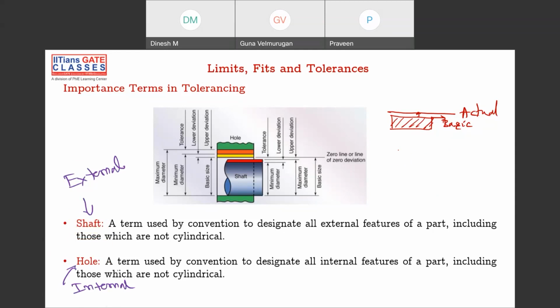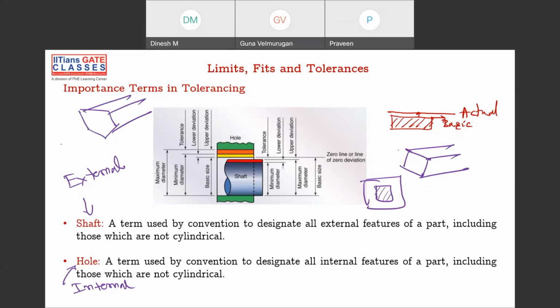That is what is important. And we are not considering anything about geometry. Shaft is, so I can have a shaft like this. This is also a shaft for me. I can have a hole like this. This is the hole. Or I can have a shaft of something different dimension like this. This is my shaft. And I can have a hole of maybe this dimension.